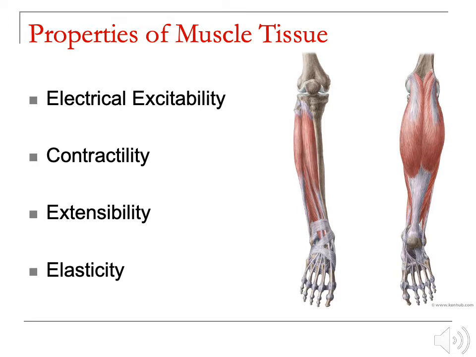Our final one is elasticity. That's the ability of the muscle tissue to return to its original length and shape after it's produced a contraction or after it's been extended and stretched out as far as it could. Again, if that muscle didn't return to its original size and shape, it would lose some degree of functionality and it wouldn't be able to keep producing the sort of movements that we needed to.